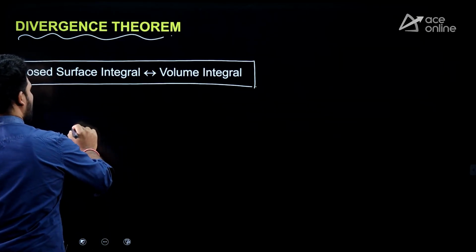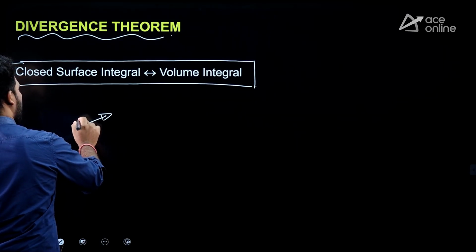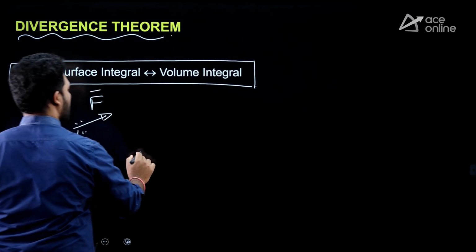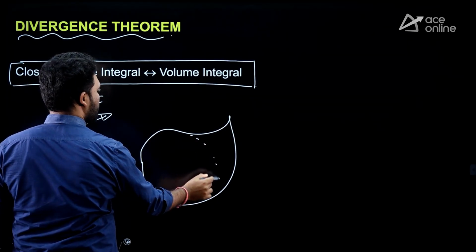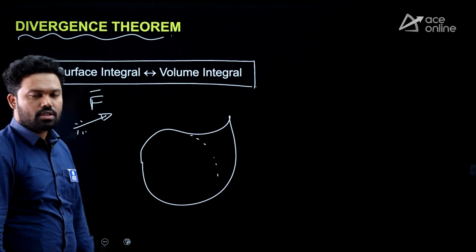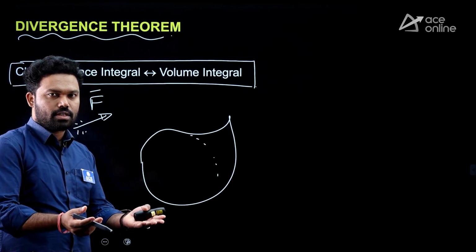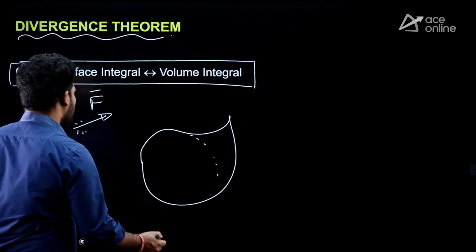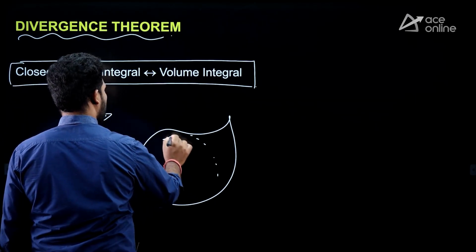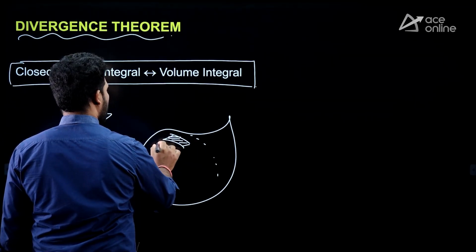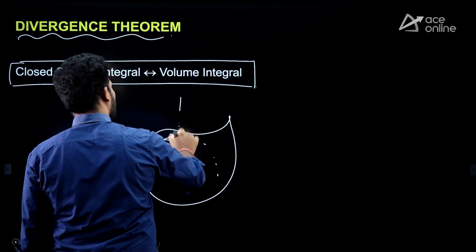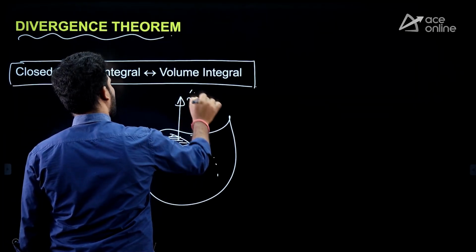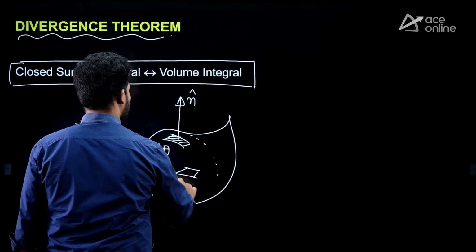Now let us consider the vector field F. Now consider a closed surface. It is something like a balloon. Let me put some dots here. Why am I putting these dots? To show that it is a three-dimensional one, something like a balloon. On the balloon, there is a patch, a surface. So the normal direction for this one is always outwards. Inside this one, there is a volume.